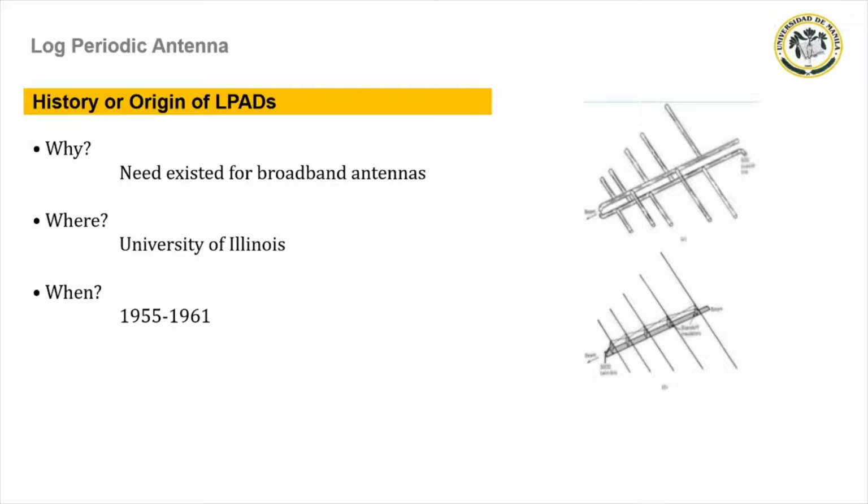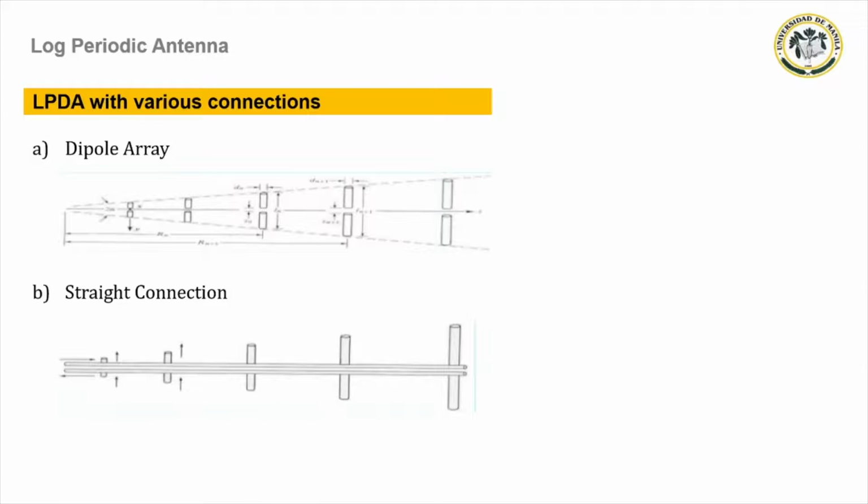So the history or origin of LPDAs: why did it need to exist? For broadband antennas. And where did it start? At the University of Illinois. And when? In the years 1955 to 1961. So, log periodic dipole array with various connections.